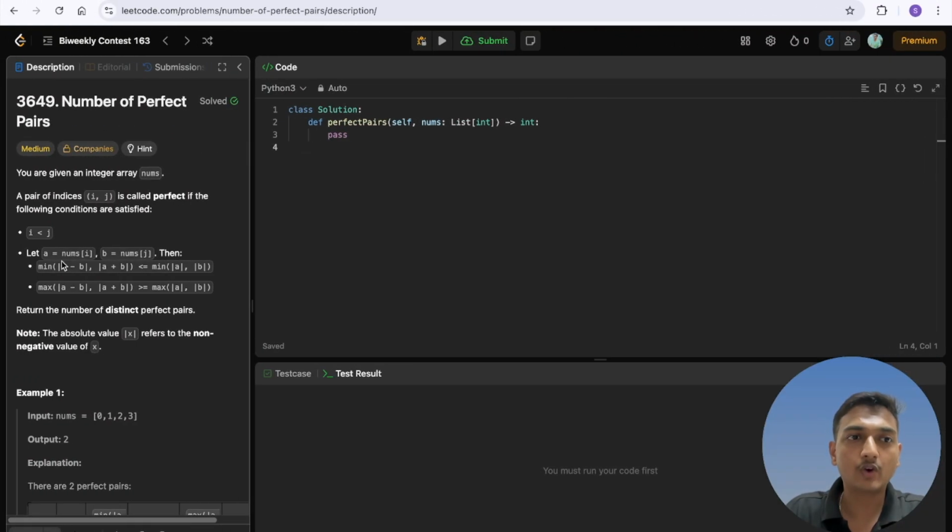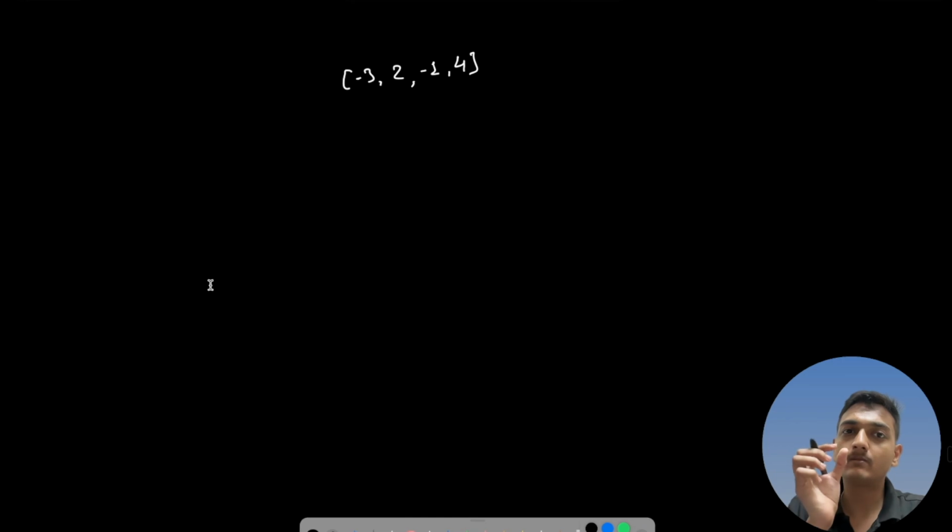What is the relation? Definitely there is some formula which needs to be satisfied. There must be some trick behind this, so I was trying to figure that out. Let me bring one or two examples so that I can explain it to you as well.